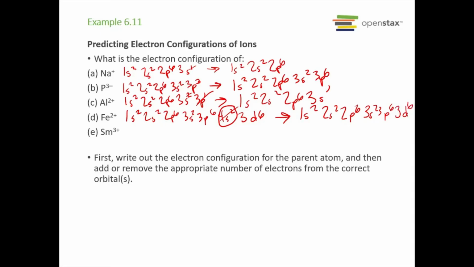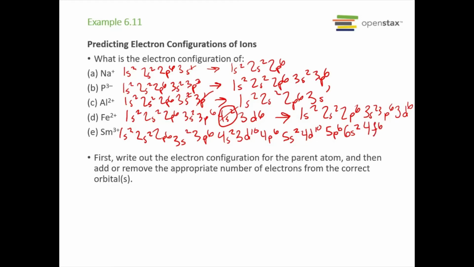And lastly, samarium plus 3. This guy's got a long configuration: 1s2, 2s2, 2p6, 3s2, 3p6, 4s2, 3d10, 4p6, 5s2, 4d10, 5p6, 6s2, and then 4f6. That's a heck of an electron configuration.